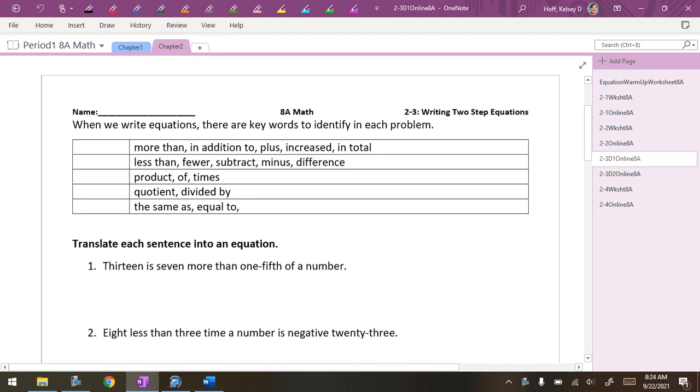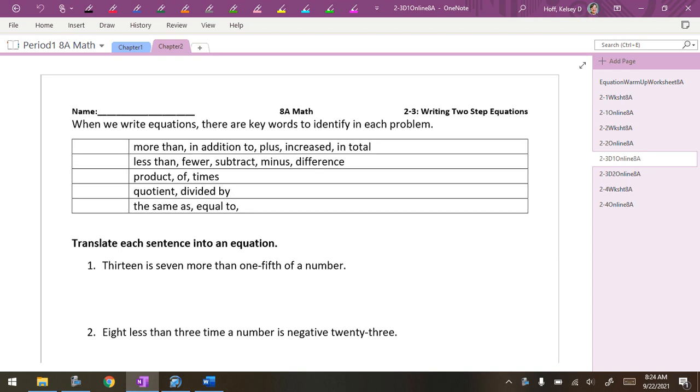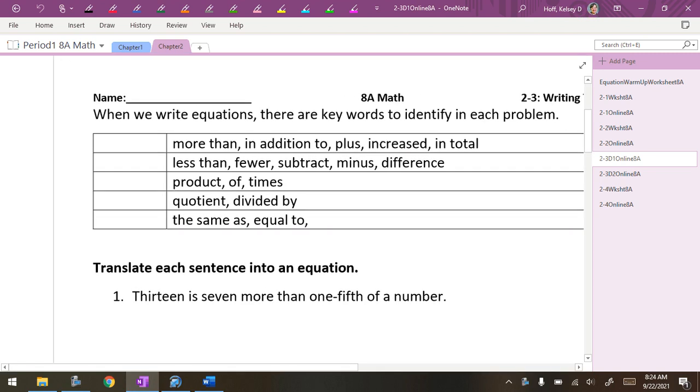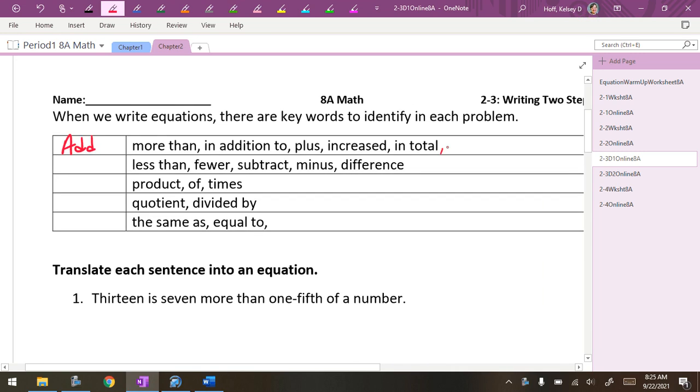Sentences into equations. They're going to give us sentences today, and we've got to look for important words that tell us different math operators. What math operation do you think the words more than, in addition to, plus, increased, or in total mean? Bryce? Add. Very good. All of those words are different ways to say add. Let's also add the word sum, S-U-M, on there.